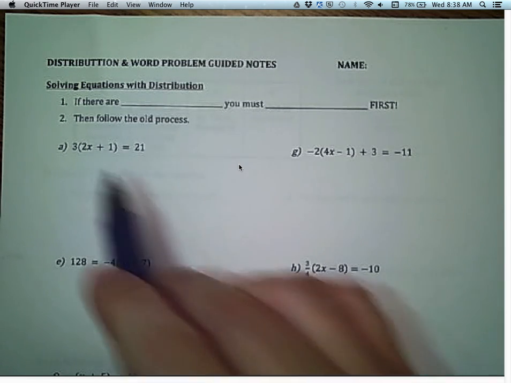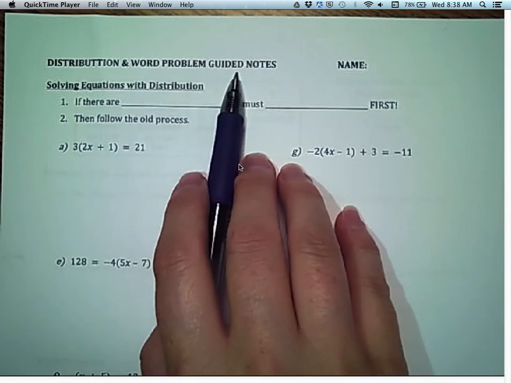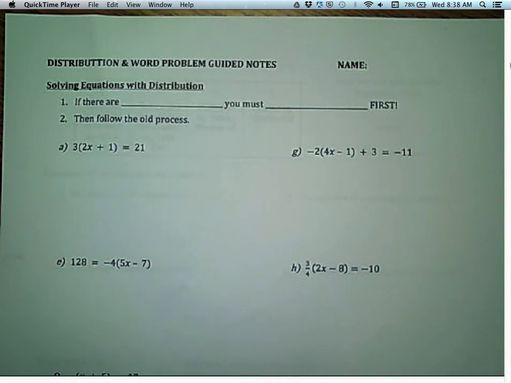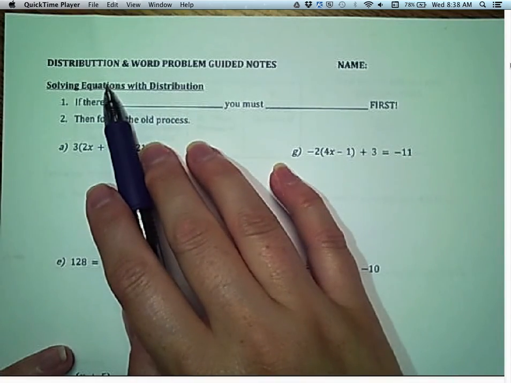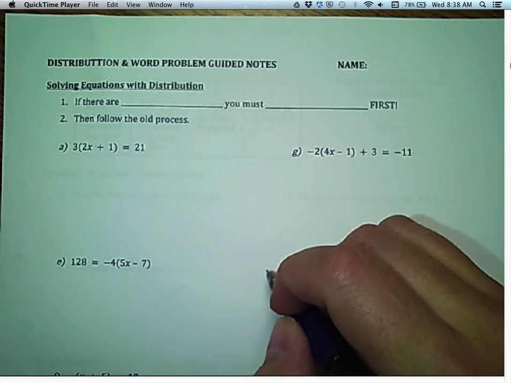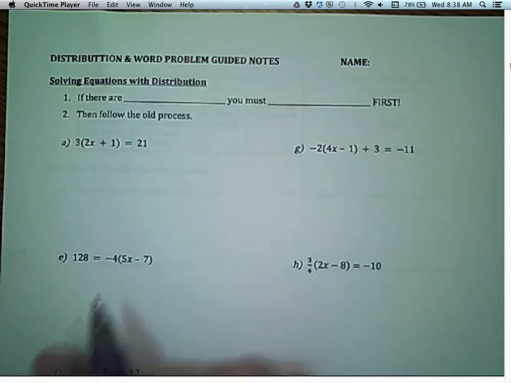All right, today we're going to be talking about distribution and word problems. We're still solving equations, so that's still going to be part of what we're doing today, just like we did last time. You're going to work through this exact same worksheet with me for your notes and keep this with your notes after we get it all filled out.